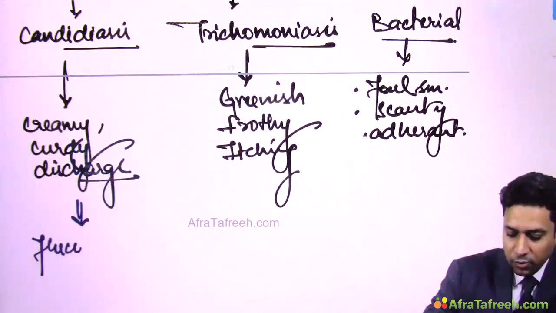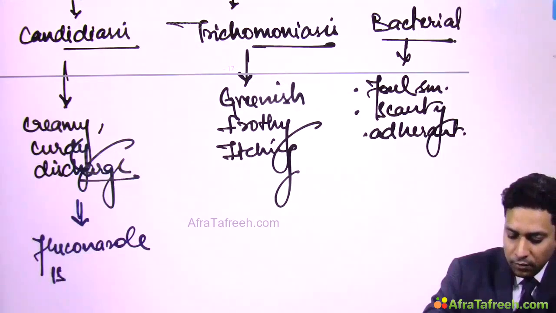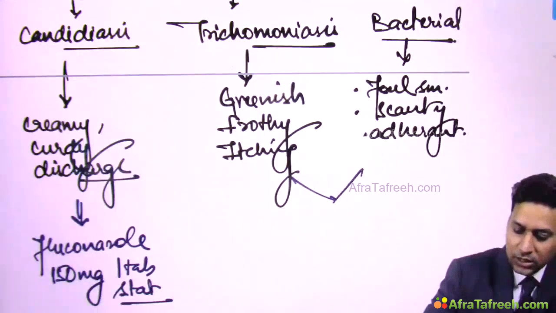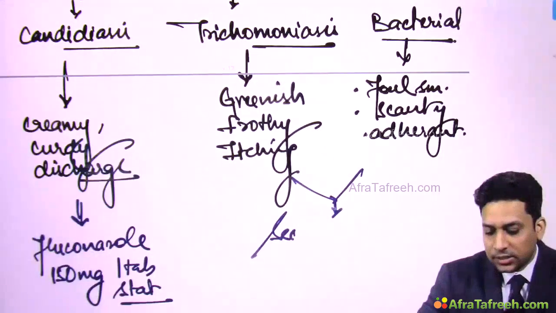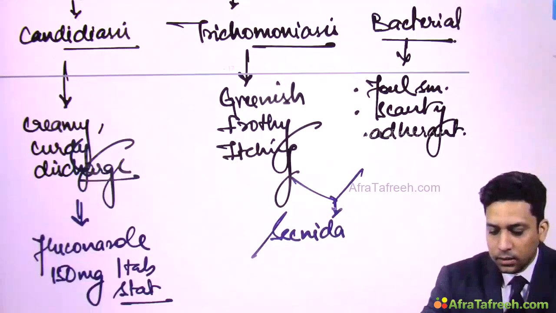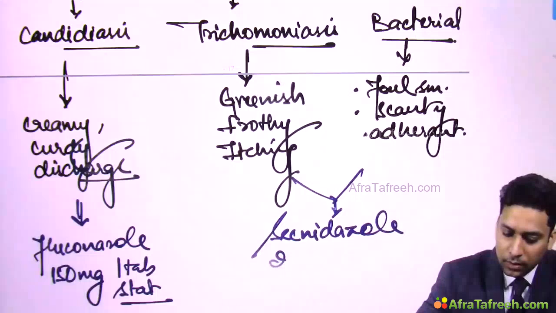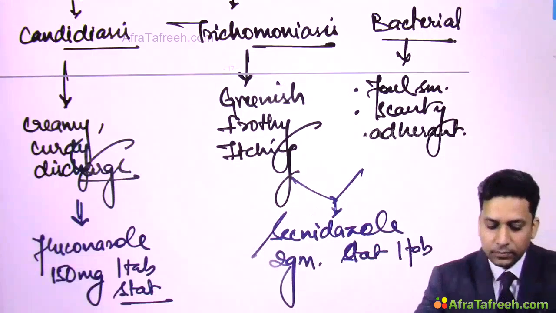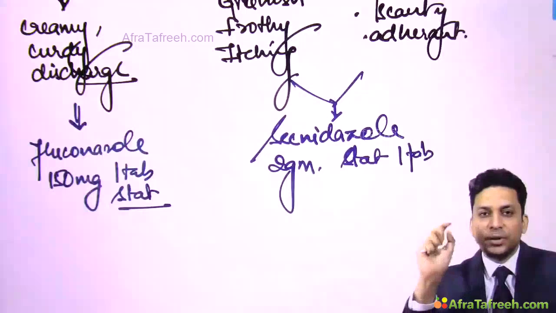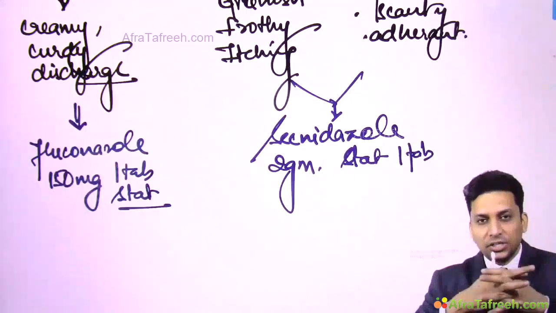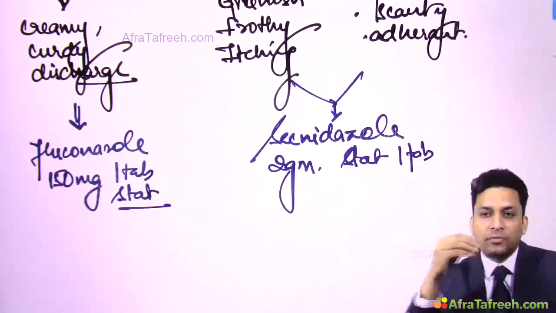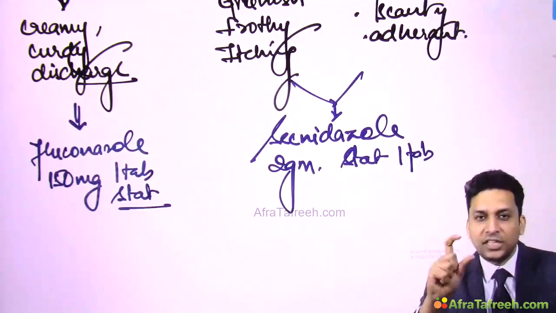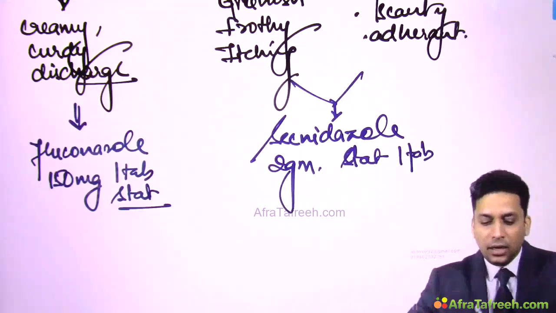Candidiasis treatment is fluconazole, 150 mg, 1 tablet stat is sufficient. While both these other conditions can be treated with a single drug, that is secnidazole, 2 gram stat, 1 tablet. So if you give these two drugs in a patient suffering from vaginal discharge, you can take care of all the three conditions. This is known as syndromic management, where when you are sitting at a peripheral health center and you don't have lab facilities available and you cannot diagnose a specific disease, you can at least treat the syndrome by giving the treatment together.